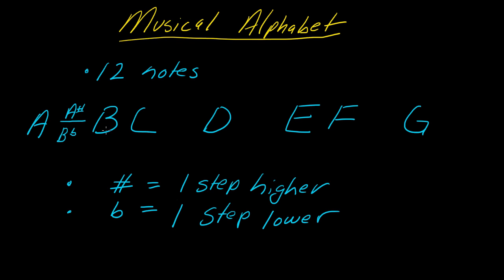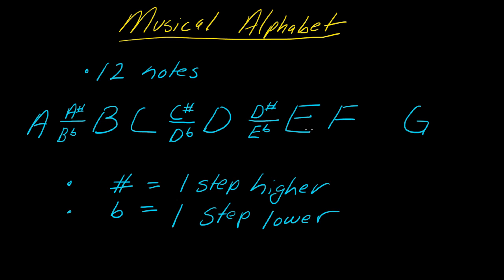So, between B and C, there is no note there. But between C and D, there is a note. So 1 higher than C would be called a C sharp. But it could also be called a D flat because it's 1 step lower. Between D and E, there is a note. Can you guess what those would be called? Either D sharp or, yep, E flat.